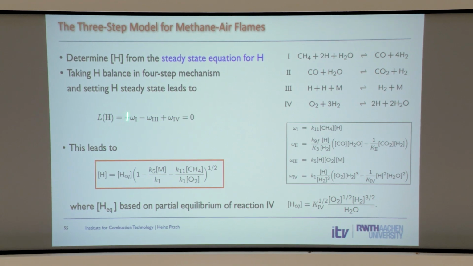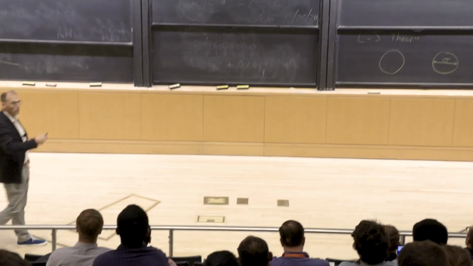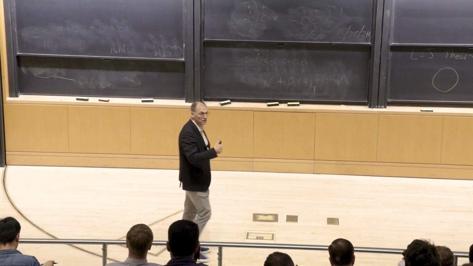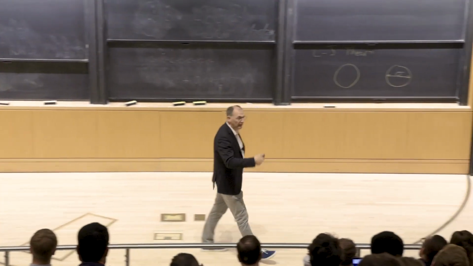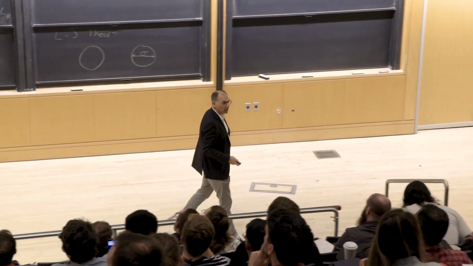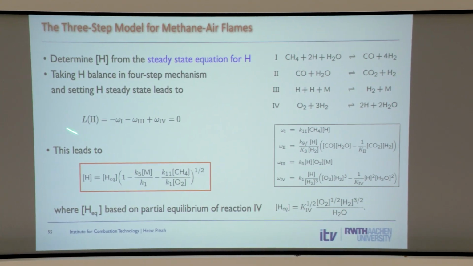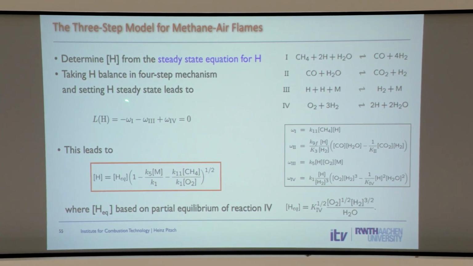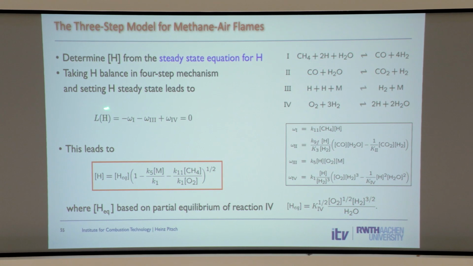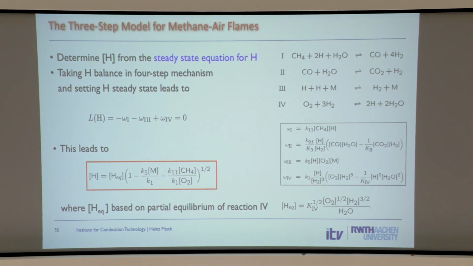So I write the transport equation. This L here is just an operator that includes the time-dependent term of the concentration or the mass fraction of H. It includes the convection term and the diffusion term. So that's just a short notation of all the left-hand side of the species transport equation. And then on the right-hand side, we just have the chemical source term. And the chemical source term is here.